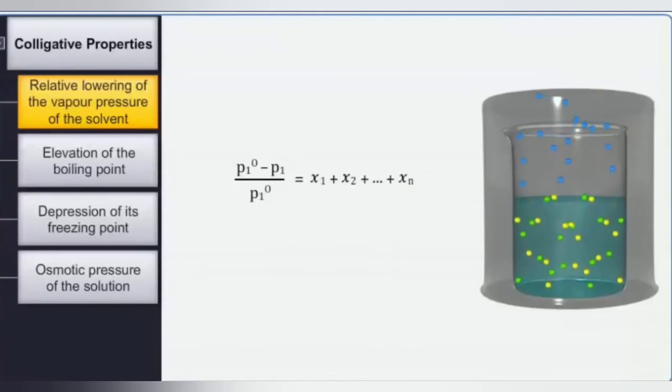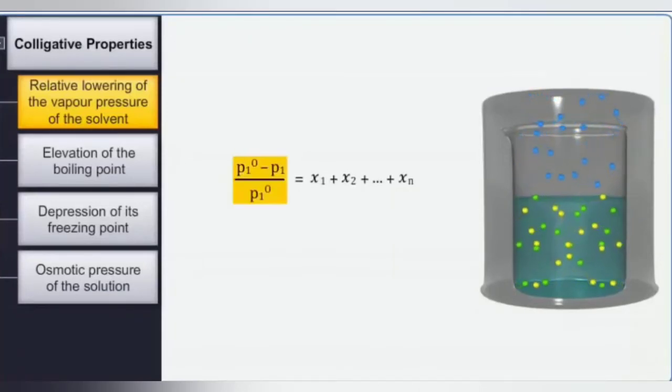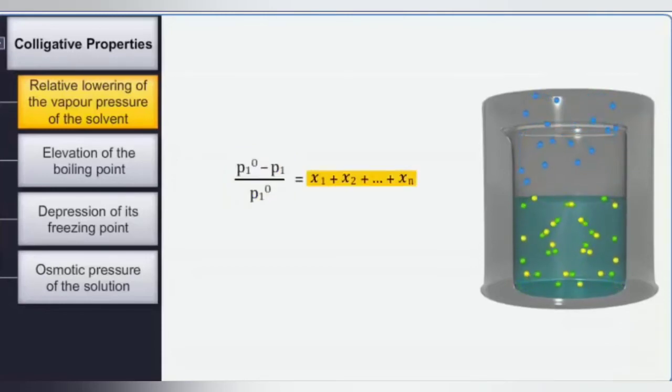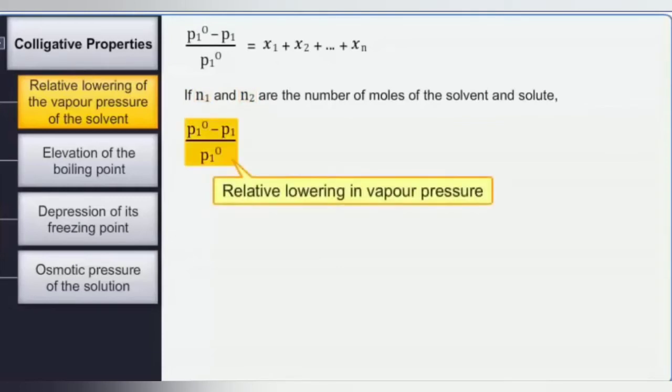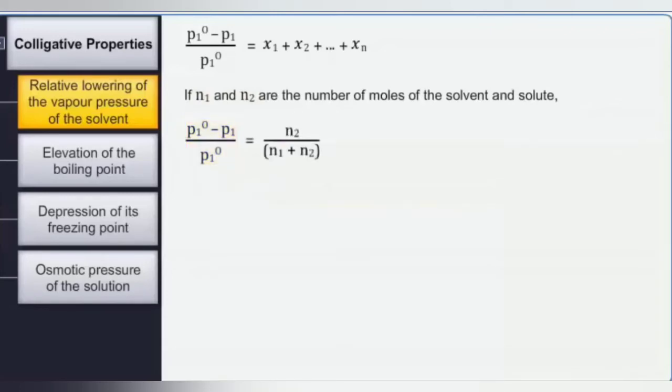If the solution contains more than one non-volatile solute, then the relative lowering of vapor pressure of the solvent is equal to the sum of the mole fractions of all the non-volatile solutes. If N1 and N2 are the number of moles of the solvent and solute respectively in a binary solution, then the relative lowering in vapor pressure of the solvent, (P1° − P)/P1°, is equal to N2/(N1 + N2).